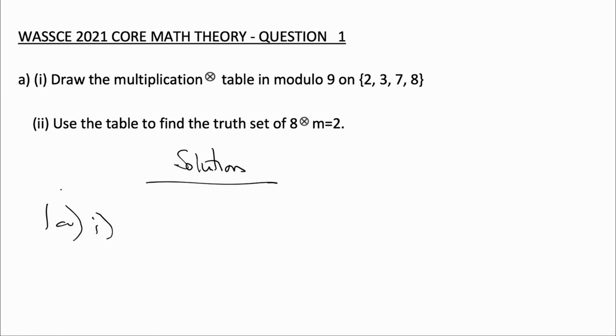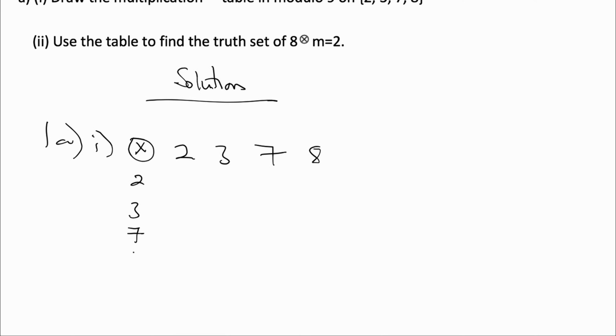So for AI, we are being asked to draw the multiplication table in Modulo 9 on the set {2, 3, 7, 8}. So let's draw a table. We have our multiplication, then our 2, 3, 7, 8. Then we have 2, 3, 7, and 8.